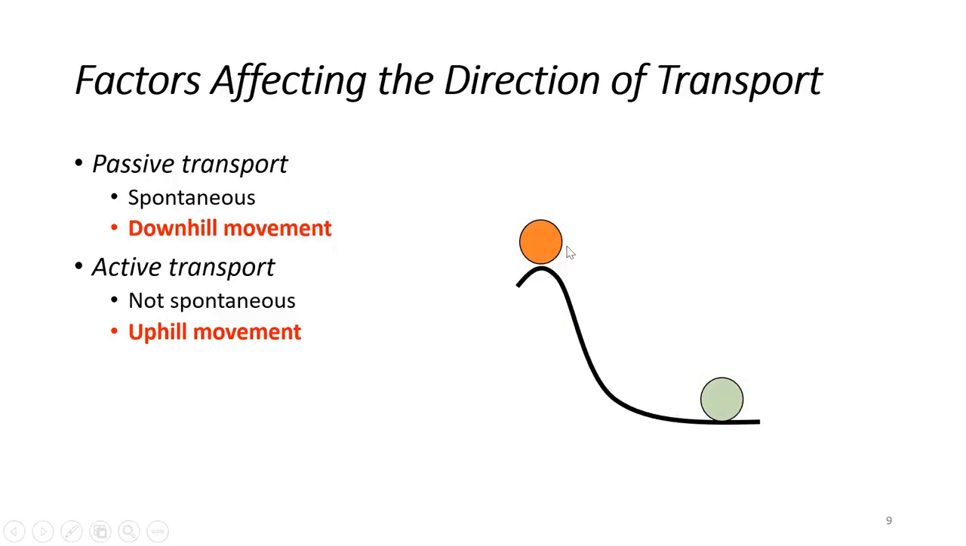And so think about the ball going from the top of the hill down to the bottom as being a passive transport, easily happening, liberating energy, moving in favor of that gradient. And then think about active transport as being trying to get this green ball from the bottom of this slope to the top. Okay, it's going to require some input of energy. It's not going to happen spontaneously, and it's going to be moving against the natural gradient or gravity, so to speak. Okay.